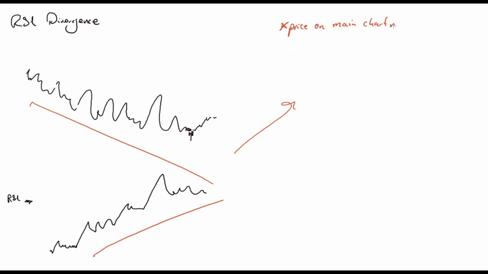So this is how it works. It appears when the main price chart moves down and the RSI indicator moves up. So the divergence happens, which indicates a possible and a powerful trend change signal.